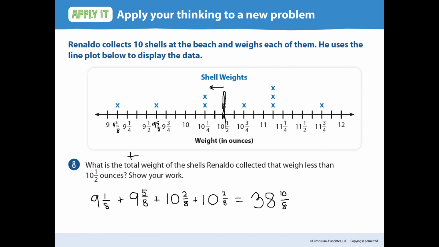10 eighths, however, is an improper fraction. So we're going to change that. We're going to make it, let's see, 8 goes into 10 one time with 2 eighths left over. So we have 38, 39, and 2 eighths. We can reduce that back down to 1/4. So 39 and 1/4 ounces.